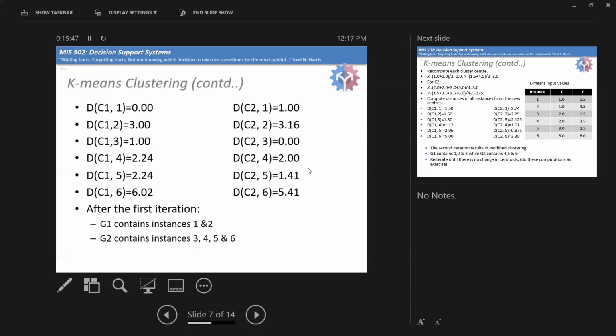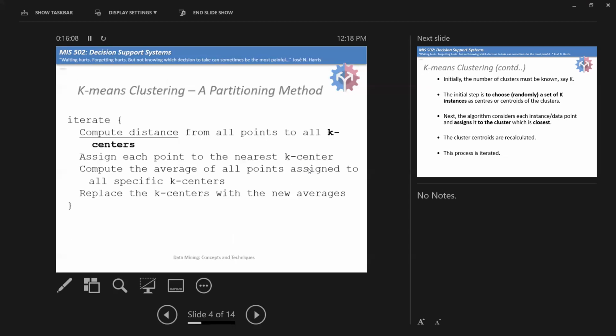What about this one? Look, 2.24 and 1.41. C2, right? What about this one? 6.02 and 5.41? We put it here. We created a cluster. So the next step, what was the next step? Anybody remember the next step?